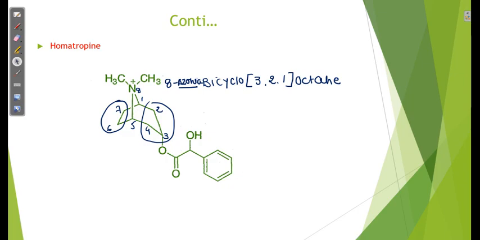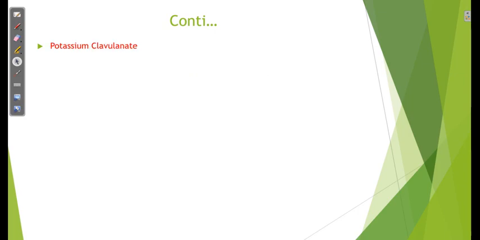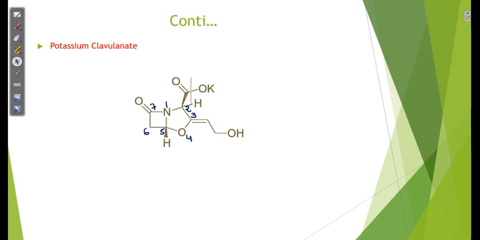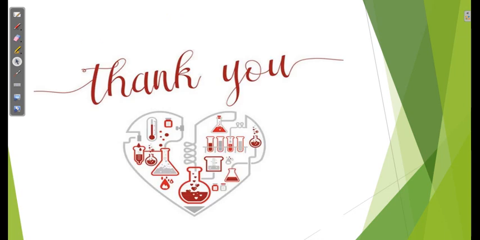So I hope you all enjoy it. Such as potassium clavulanate, that is there also, that you try by yourself. Just I write the numbering. This is 1, this is 2, this is 3, 4, 5, 6 and 7. I cannot move in this direction even though the ketone is there or a functional group is there, but carboxylic acid is there also. So you try it and enjoy.